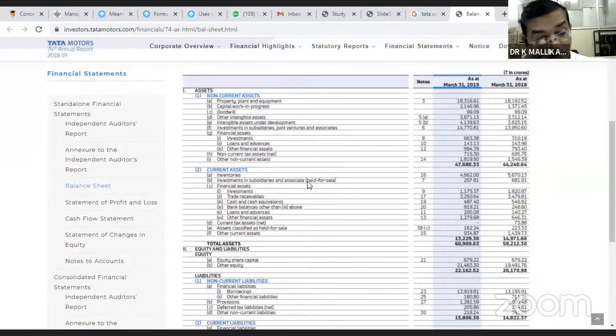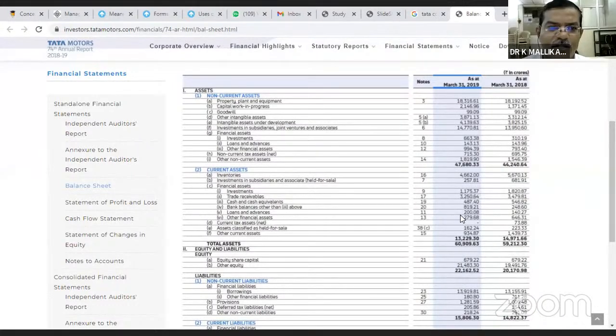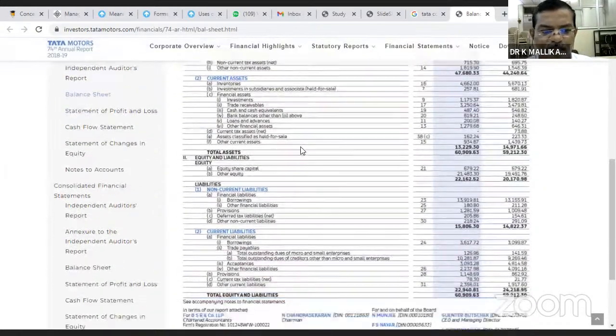Non-current is nothing but fixed assets. What are the fixed assets? Property, plant and equipment, work in progress, machinery, goodwill, right? Intangible assets, other intangible assets, intangible assets under development, financial assets, investments, loans and advances, other financial assets, non-current tax assets. Like these are the company's real balance sheet.